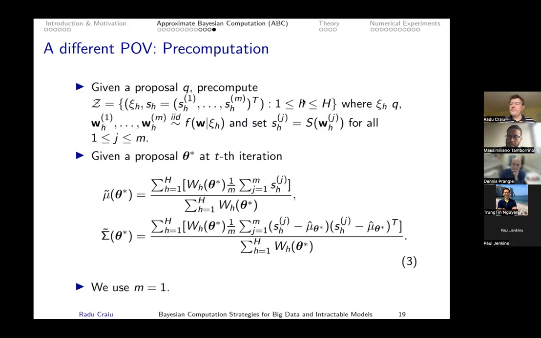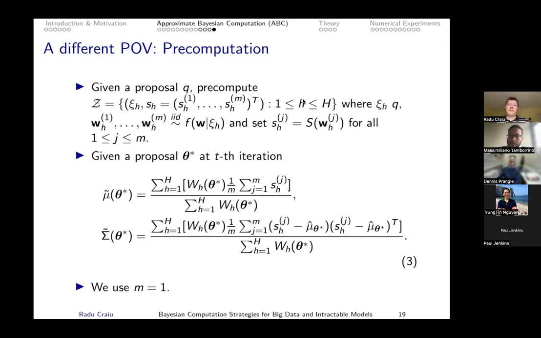It's the same approach, but from a different point of view, right? So we have a proposal Q. We can pre-compute the history, and let's say that for a value of theta in the pre-computation, we compute m statistics. So in other words, we do the pseudo data generation m times and create this vector.